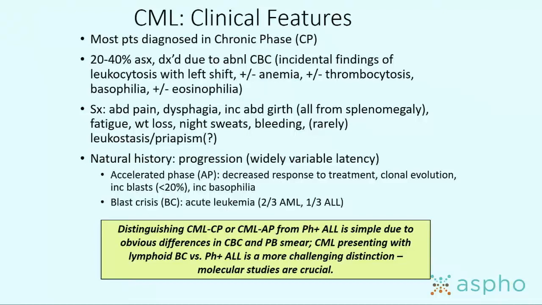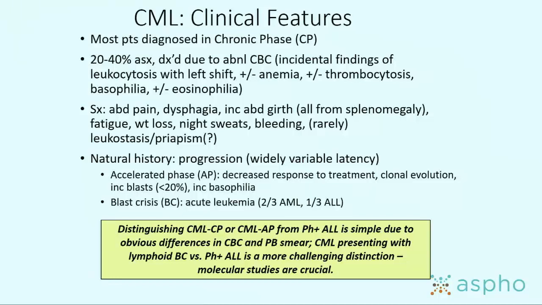And so what do you see on that CBC, which makes you suspicious of CML? High white count, usually with a left shift. They may or may not be anemic. They may or may not have high platelets. They rarely have low platelets. And you will sometimes, often, if you look hard enough, see basophilia with or without eosinophilia in the blood.